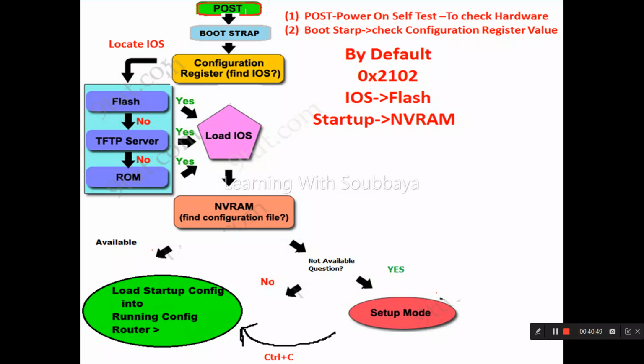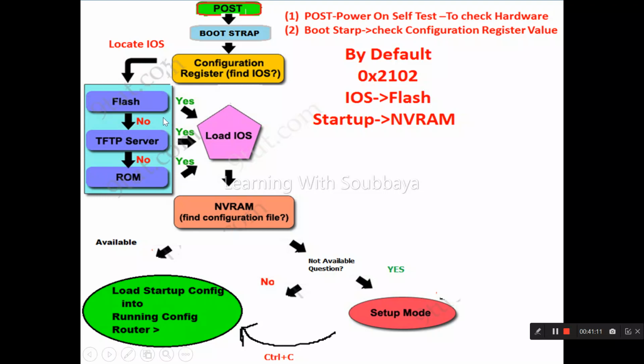Check for startup configuration. That is the next activity. Check whether the startup configuration is available or not. If it is available, directly enter into the running configuration. If it is not available, it will enter into setup mode. It will ask a question actually. If you say yes here, it will enter setup mode. If you say no here, it will enter the running configuration. Same steps.